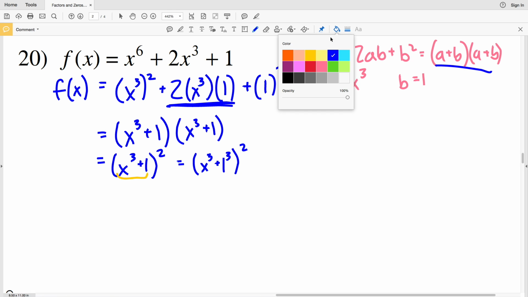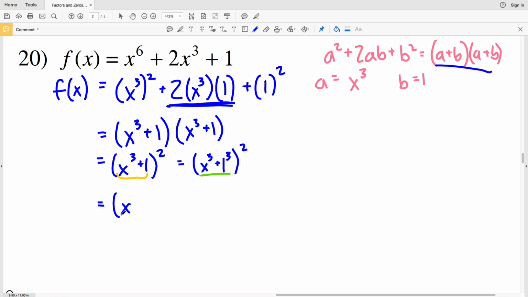So now I'm going to be able to factor x cubed plus 1 cubed as the sum of cubes, which, if you remember the formula for the sum of cubes, is a plus b times a squared minus ab plus b squared. So I'll have x plus 1, since my new a and b values will be x and 1. So that's x plus 1 times x squared minus x plus 1. And remember, this is all squared, so the zeros of each of those occur twice.